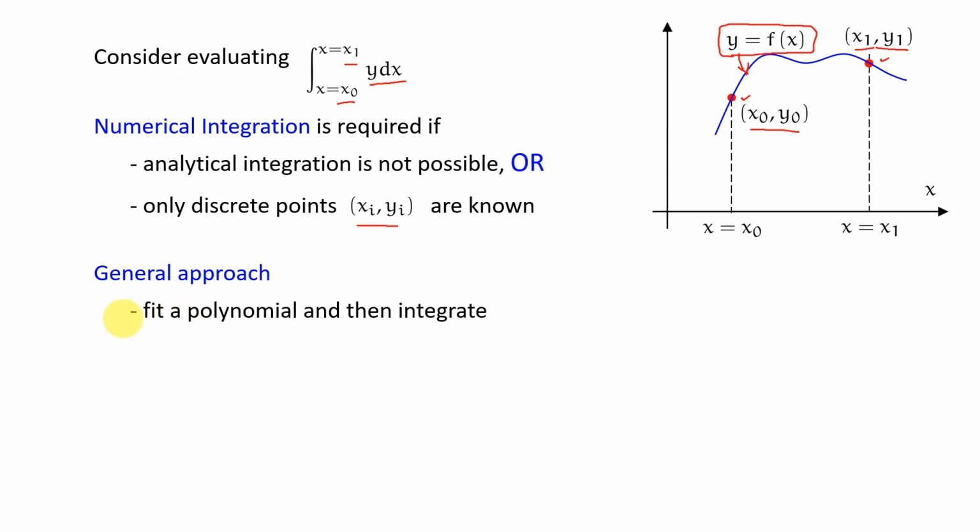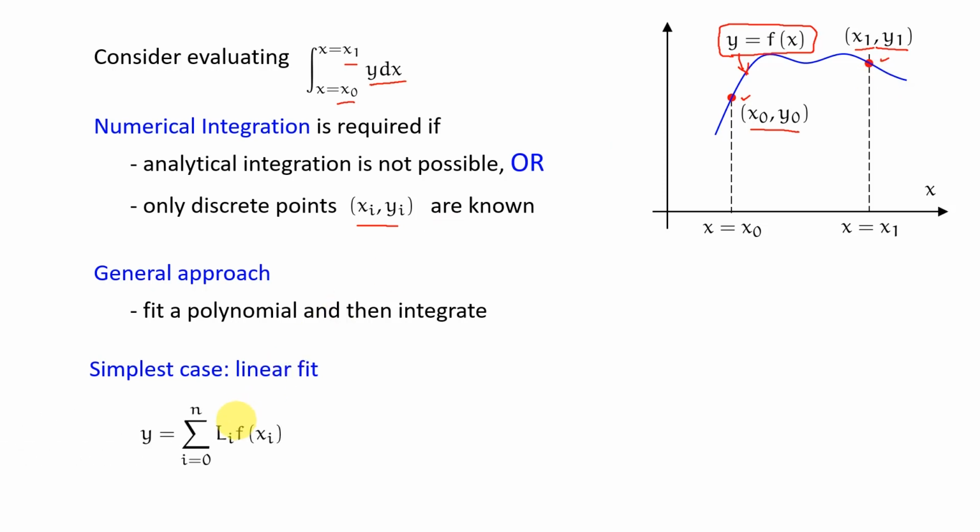So as we discussed, the general approach will be, whatever the discrete points we have, for instance, in this case we have discrete points x0, y0 and x1, y1, to fit our best polynomial between these 2 points and then integrate the polynomial. In this case, since we have only 2 points, the best we can do is a linear fit, and that's the simplest case of all numerical integration.